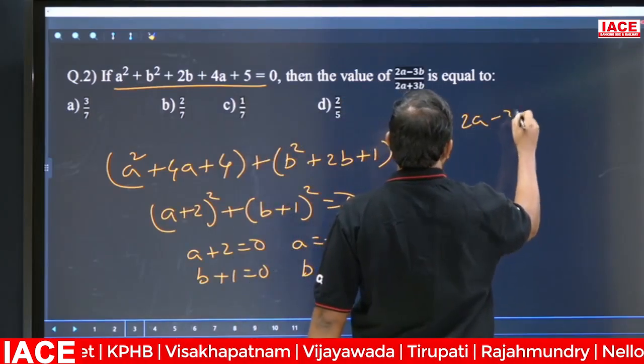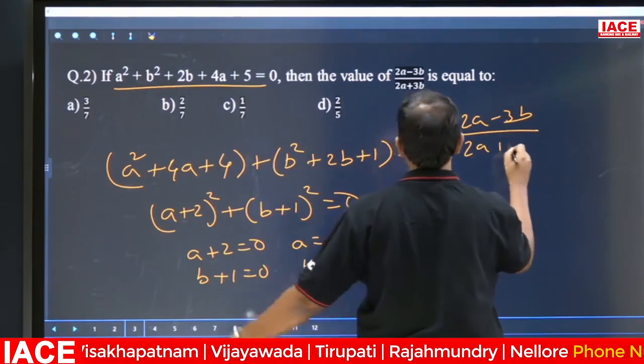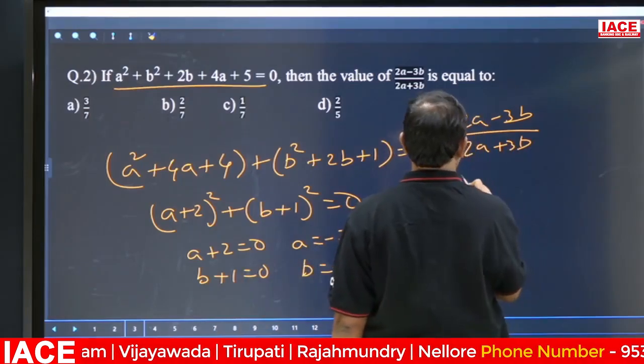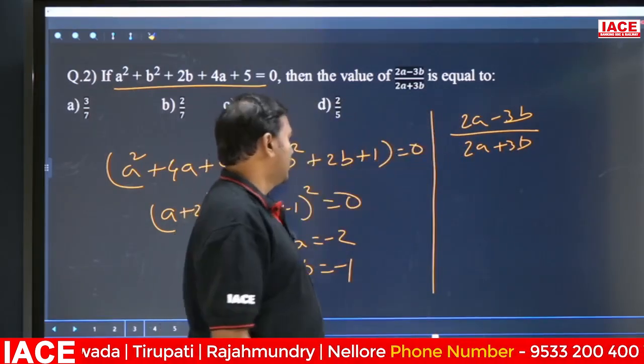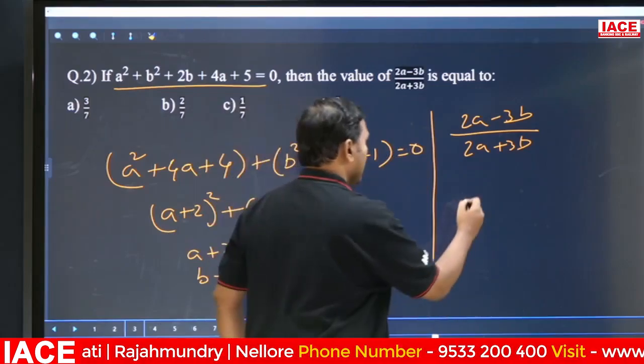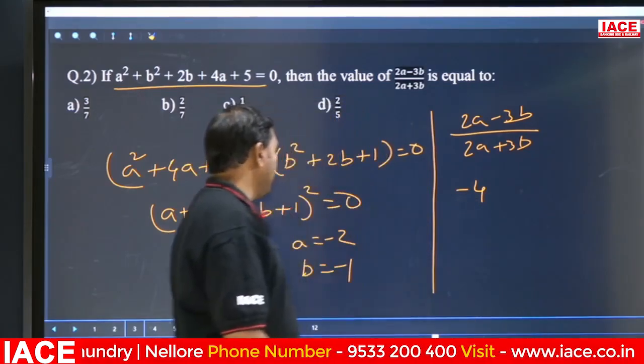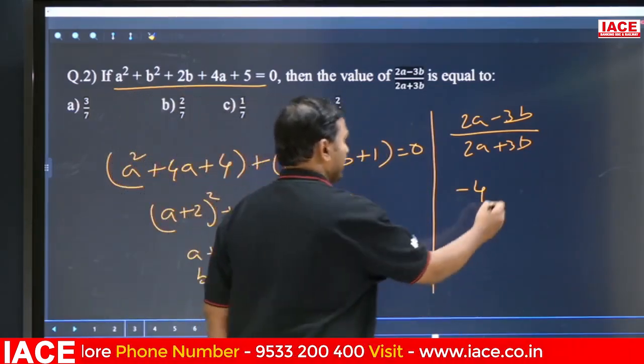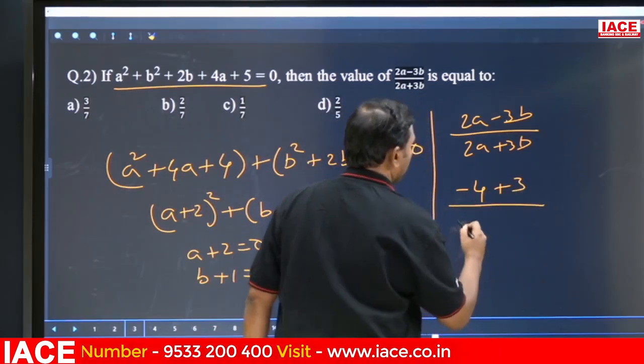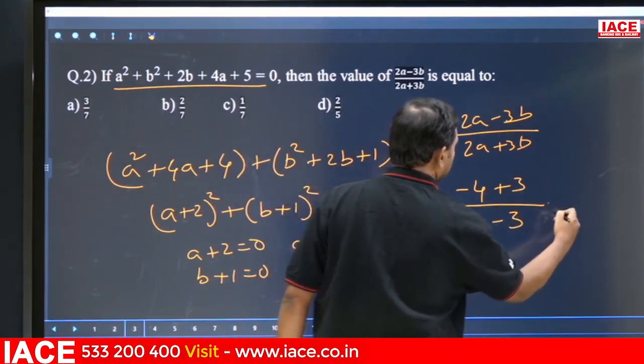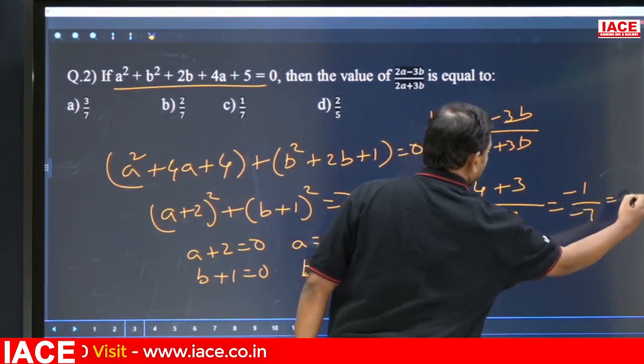2a minus 3b by 2a plus 3b. Simple substitution. That is 2 into minus 2, that is minus 4, and minus 3 into minus 1, plus 3, by minus 4 minus 3, that is minus 1 by minus 7, means how much? 1 by 7.